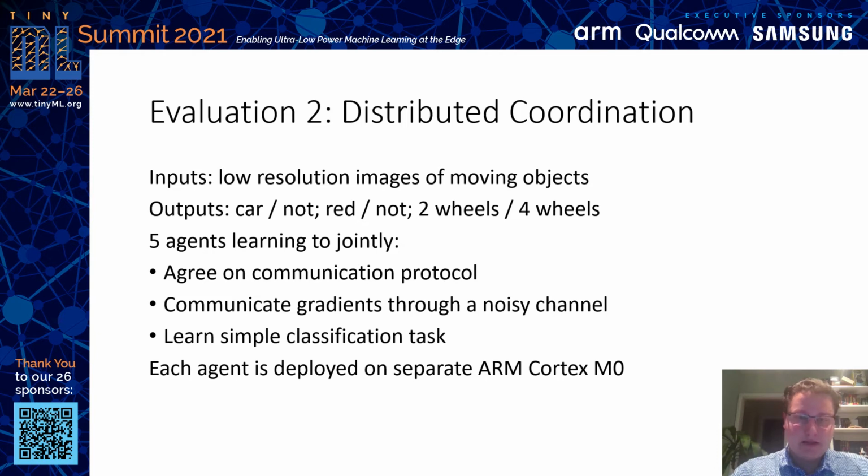The inputs to this are low-resolution images of moving objects, and each of these can be a car or not, can be red or not, and can have 2 wheels or 4 wheels. Our 5 agents are learning to jointly agree on a communication protocol, use this to communicate gradients so that they learn from others' experience, not just their own, and then learn this simple classification task. All of them are deployed on separate ARM Cortex M0s.